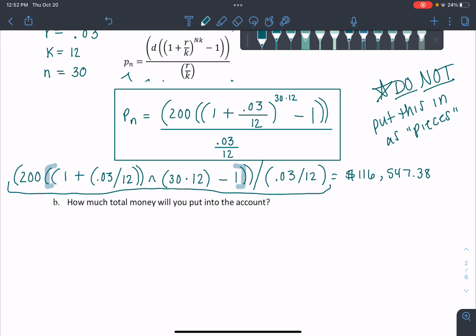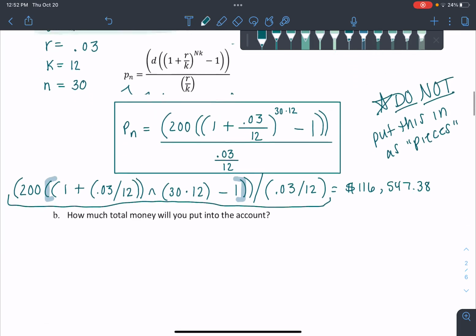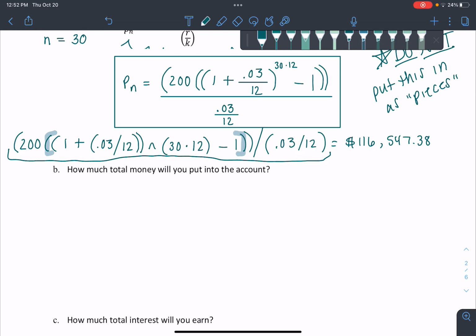Okay. How much money will you put into the account? So think about this. What you put into the account is your deposit, right? So if you put in $200 a month, which we already talked about, right? Putting in $200 a month, and you do this for 30 years, what you personally put into the account was $200 per month. So 200 times 12. And then you did that for how many years? 30 years. So we do 200 times 12 times 30. So if you put 200 times 12 times 30, right?